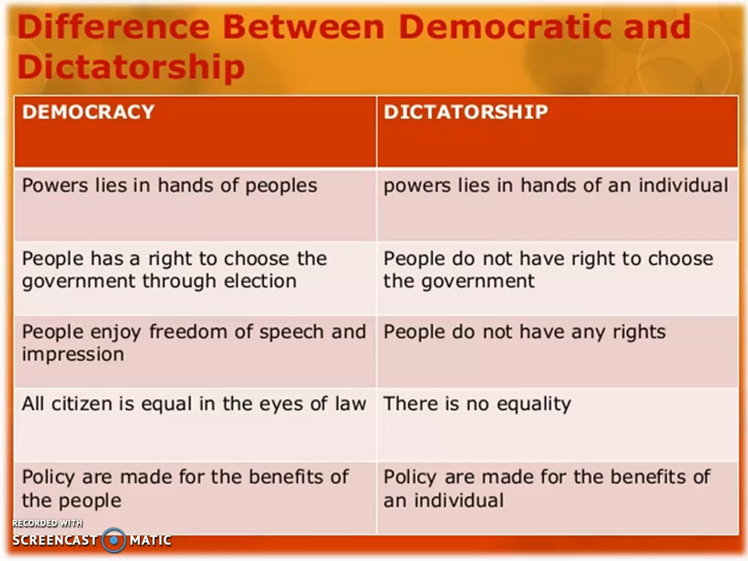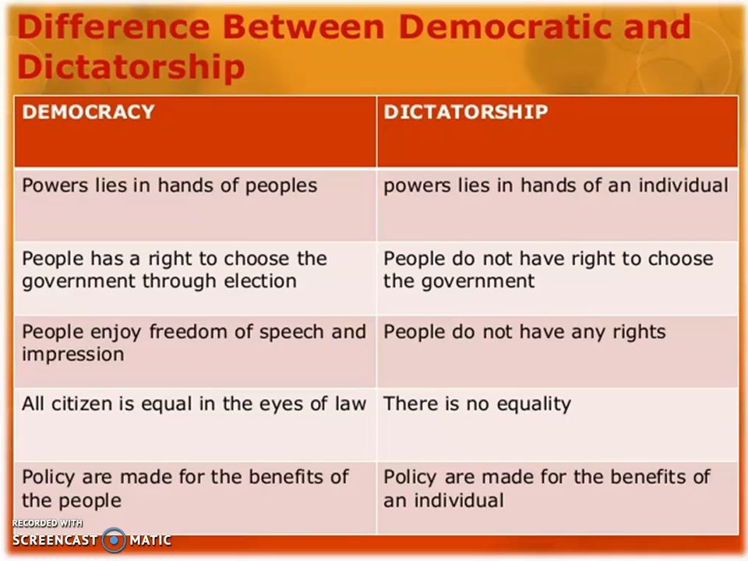People enjoy the freedom of speech and expression. They have the other fundamental rights. But on the other side, in dictatorship the people don't have any political right, any social right, any fundamental right. It depends on the dictator how many rights he will provide to his citizens. In democracy, all citizens are equal in the eyes of law, but in dictatorship there is no equality, and the class to which the dictator belongs has the superior position and the power.